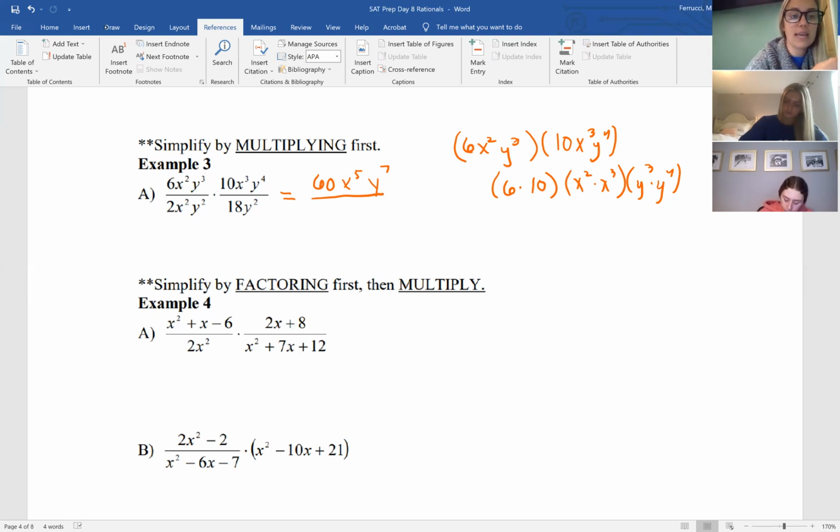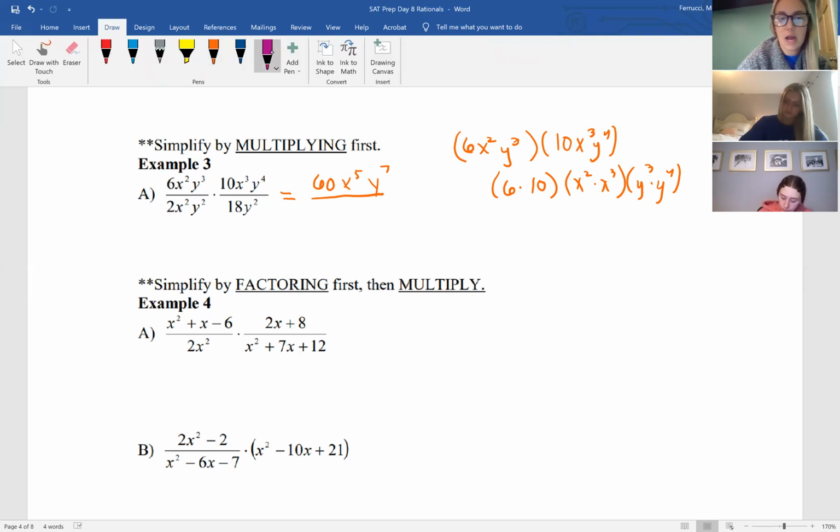Bottom, you do the same thing, except this time on the right-hand side, it only has a y, it doesn't have an x. So you just multiply the 2 times the 18 to give you 36. You bring the x squared along for the ride because there's no other x's to be multiplied by. And then y squared times y squared is y to the 4th.